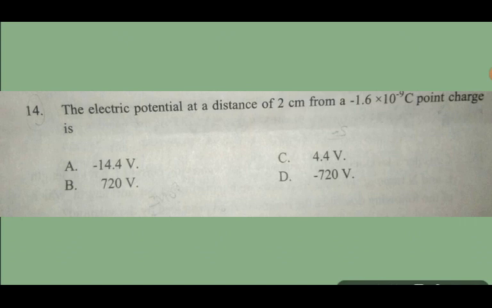Question number 14. The electric potential at a distance of 2 centimeters from a charge of minus 1.6 times 10 raised to minus 9 coulomb is to be found. So let's apply the formula for electric potential. V is equal to K multiplied by the charge Q divided by the distance R.